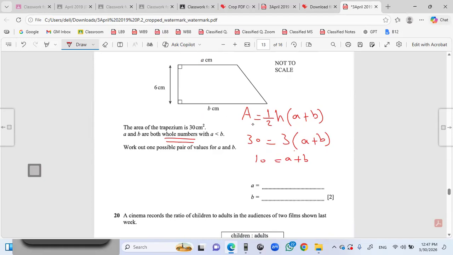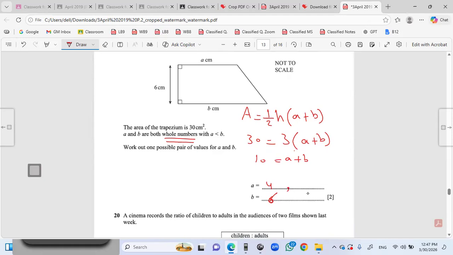Half of the height, the area is already 30 centimeters squared. Half of the height, which is half of the 6, is 3, multiplied by A plus B. Send the 3 to the other side, division instead of multiplication, so it is equal to 10. A plus B must be equal to 10. You can write that A is 4 and B is 6. Yes, they add up to 10, and A is smaller than B.